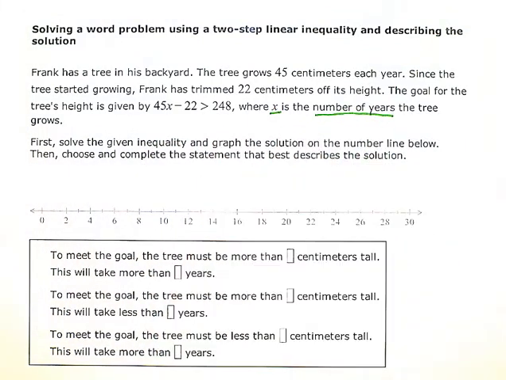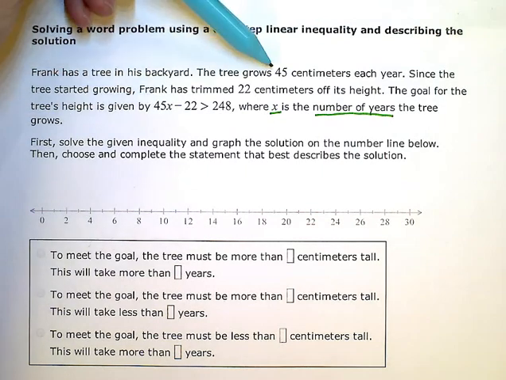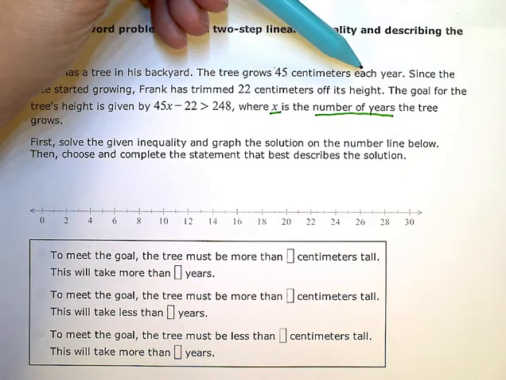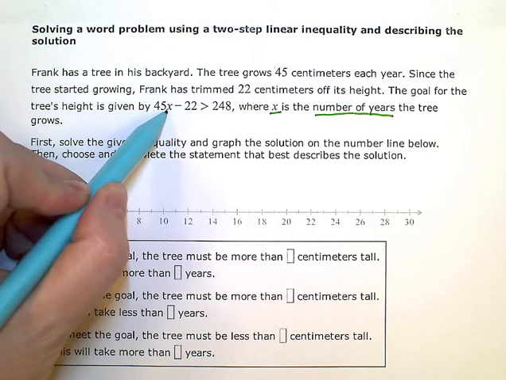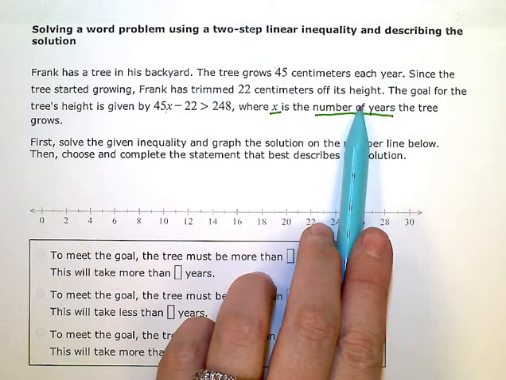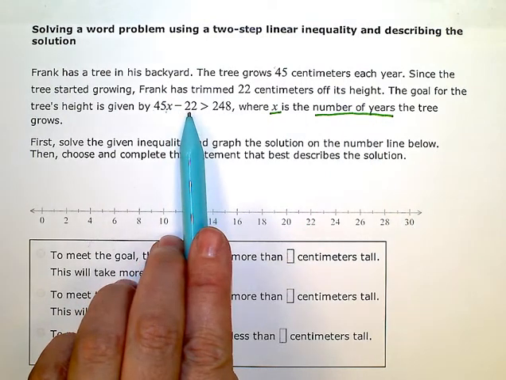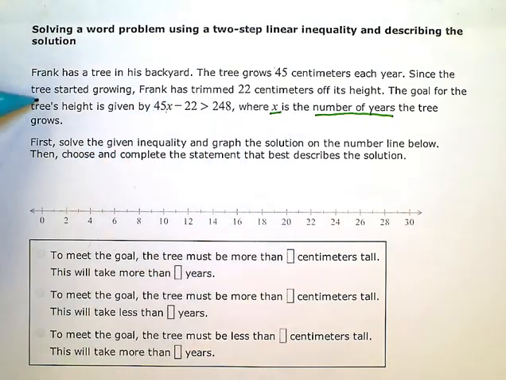So we can relate this inequality to our context by just looking here. The tree grows 45 centimeters each year, so that's right here, 45 centimeters each year, or 45x. And then he has trimmed 22 centimeters off its height, so that's the subtract 22. Now, we have this greater than 248 that they don't really explain to us. But let's put that aside for just a second, and let's go ahead and just solve the inequality.